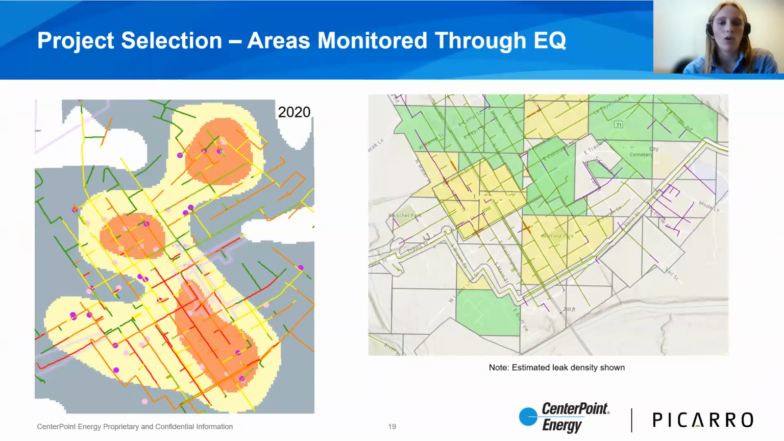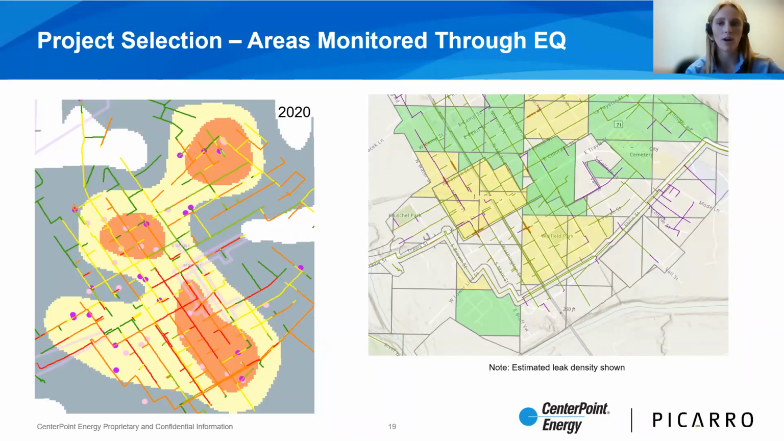Here is an example of an area that we decided to monitor instead of confirm to work in. So again, we can't work everywhere, and we want to make sure that we're working in our highest risk areas and getting those high risk assets out before we continue to replace other areas. So in 2019, this area actually showed up as a red high risk area, and we did end up running the Picarro EQ data to try and figure out what was going on.